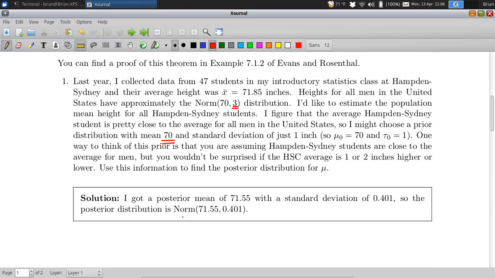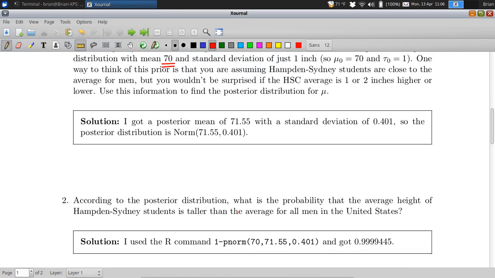So that's my posterior distribution. It's a normal distribution bell curve, and my best guess for the population mean is 71.55. That's the maximum likelihood estimator. And then this is the, well, actually, no, I'm sorry. That's not the maximum likelihood. That's the posterior maximum. It's not the likelihood maximum. So that's the posterior maximum. And then this is the standard deviation of the posterior distribution.